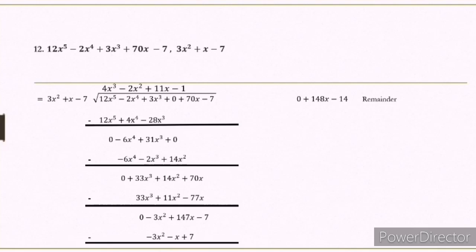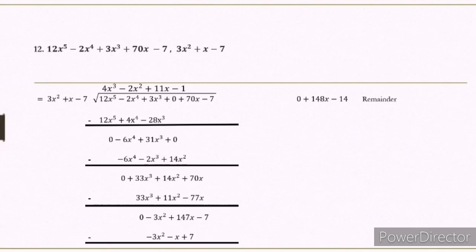Then subtract: 12x raised to 5 minus 12x raised to 5 is equal to 0. Negative 2x raised to 4 minus 4x raised to 4 is equal to negative 6x raised to 4. Then 3x raised to 3 plus 28x raised to 3 is equal to 31x raised to 3. Then bring down 0.